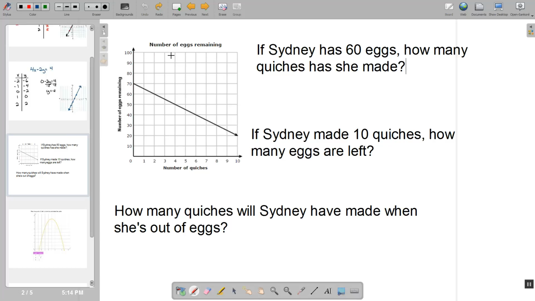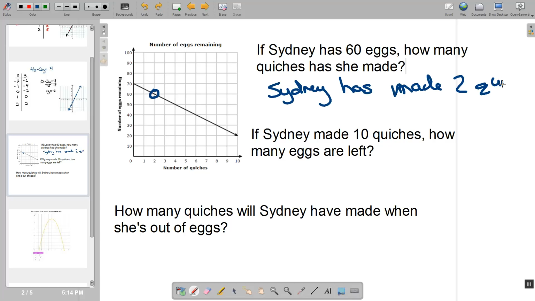So we have a table over here that shows number of eggs remaining if Sydney is making quiches. If we look at the first question, it says, if Sydney currently has 60 eggs, how many quiches has she made? Okay, so we find our eggs. That's on our y-axis. We go to 60. We go on our line, and we found that right here is where she has 60 eggs. And at 60 eggs, it appears that Sydney has made 2 quiches.